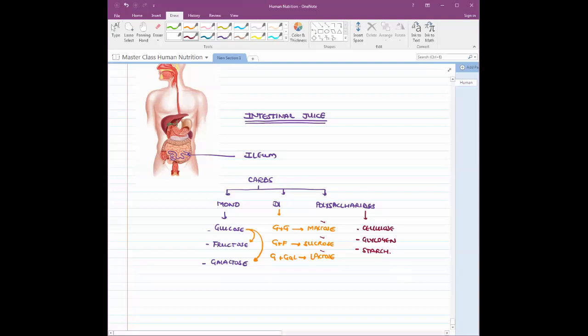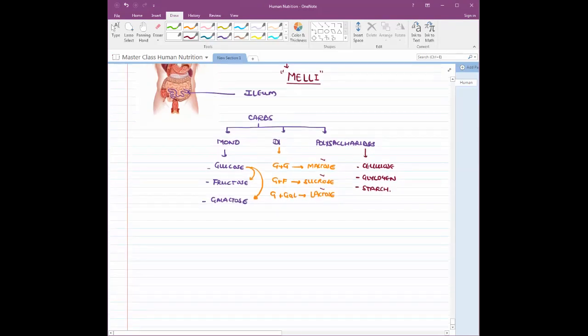Guys, how are you going to remember this intestinal juice? You need to remember this as MELLI. Once again, MELLI. It doesn't make sense, but it will help you to remember. So what is this MELLI? What is really going to happen? The first thing, this first M, is for the enzyme maltase. As the name suggests, maltase, what is it going to work upon?